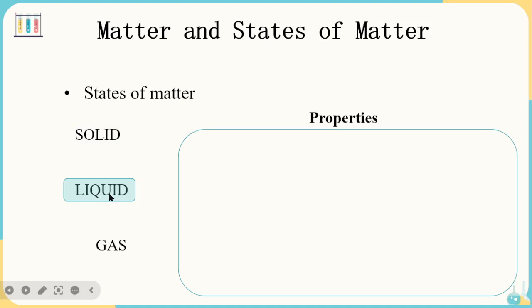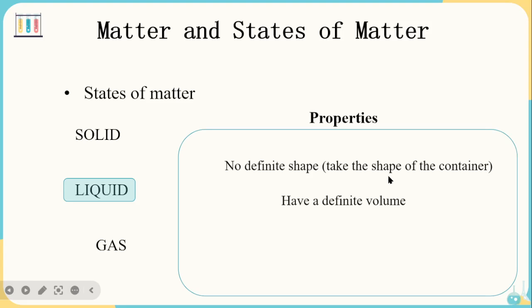What about liquid particles? You see, liquid particles have no definite shape, meaning they take the shape of the container. Whatever you are putting them in, that's the shape they will obtain. The next one, they have a definite volume. The volume that they occupy will always be the same.